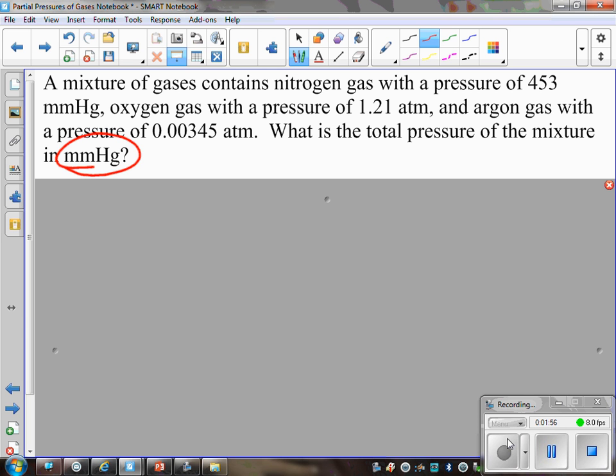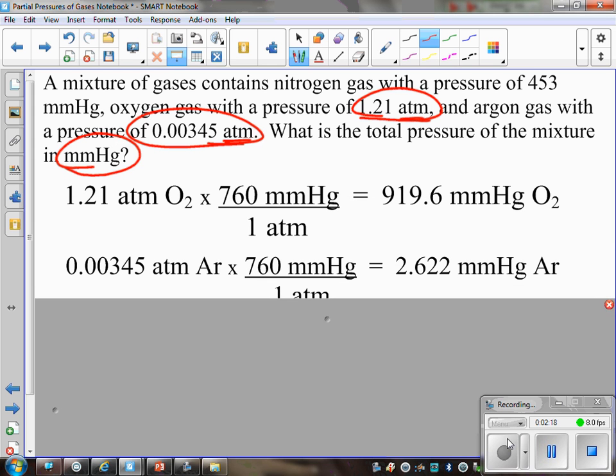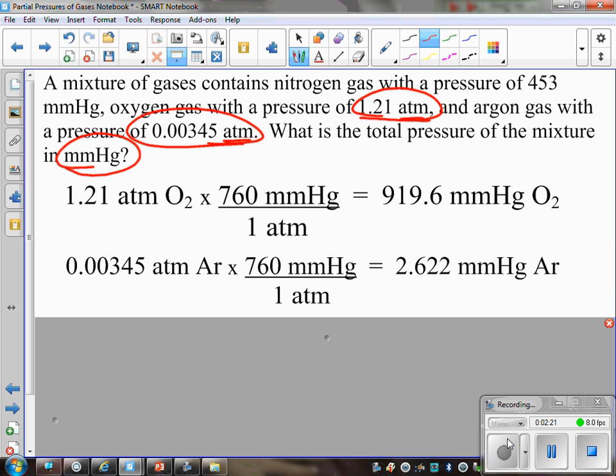So you can solve this really however you want in terms of getting things into like units. But since we're ultimately going to be in millimeters of mercury, I'm going to choose to convert both of these atm values I have into millimeters of mercury. So if you'll go ahead and do that, take this one and this one and do your conversions and get them both into millimeters of mercury. You can pause while you do that. Okay, so you should end up with these values. So the O2's millimeters of mercury is 919.6 and the argon's is 2,622.